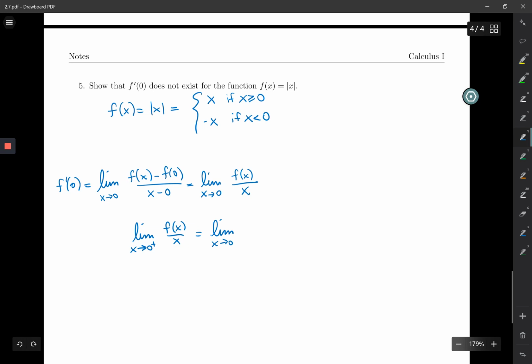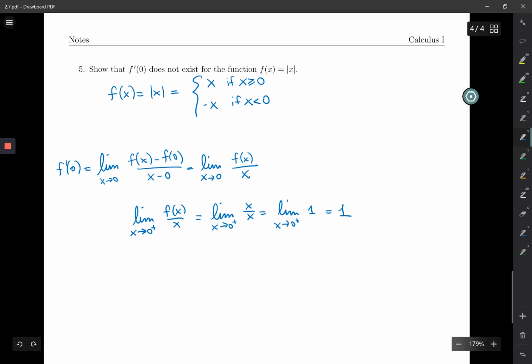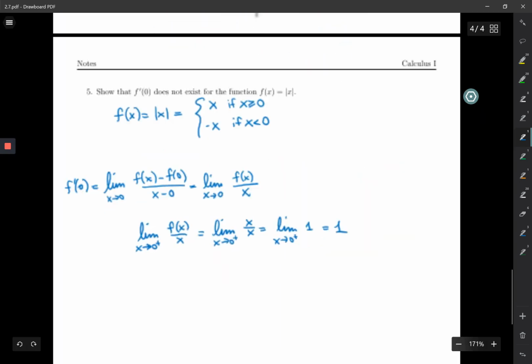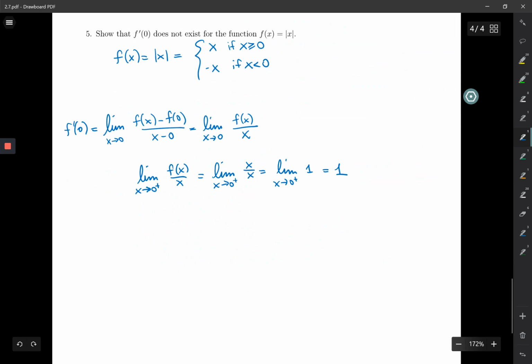Okay, so when we're computing this limit, we should use the formula x over x, which simplifies to 1. So this is just the limit of a constant, which means it's just equal to that constant. So it's 1. Okay, and then we can do a similar thing when we're approaching from the left.